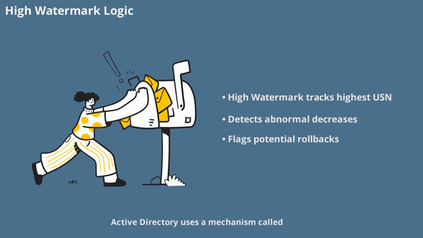Active Directory uses a mechanism called the high watermark to detect USN rollbacks. Each domain controller keeps a record of the highest USN it has ever seen from its replication partners. If a partner suddenly advertises a much lower USN, the receiving controller flags this as abnormal, indicating a potential rollback.